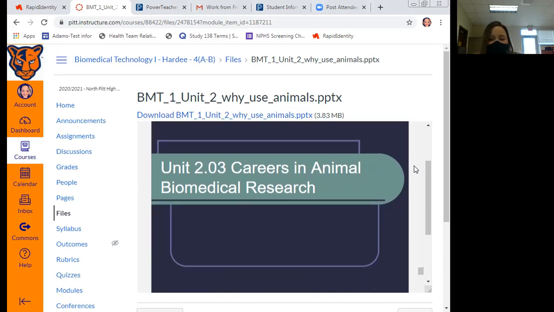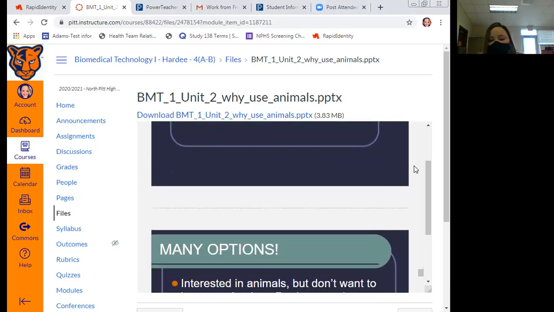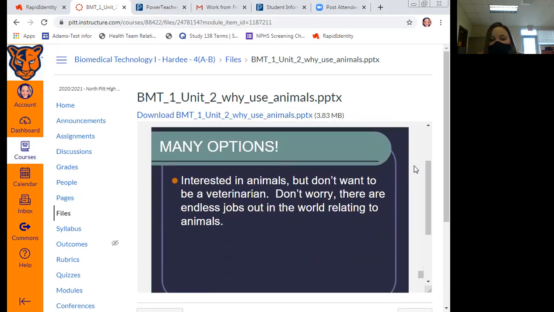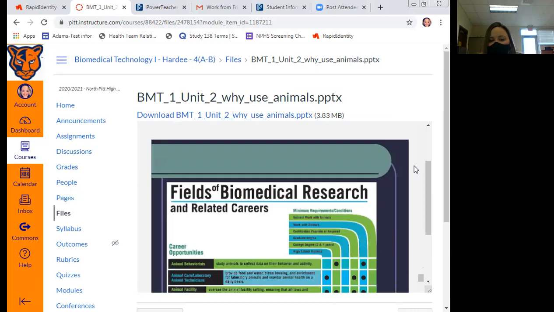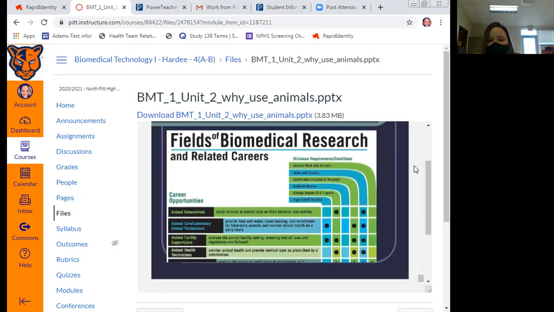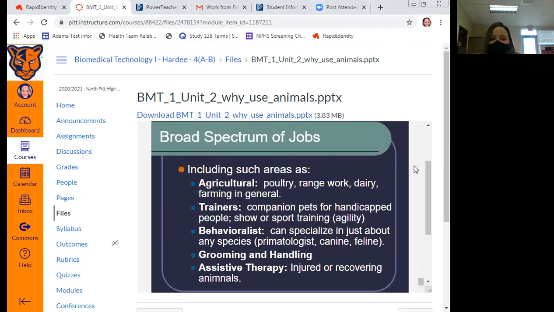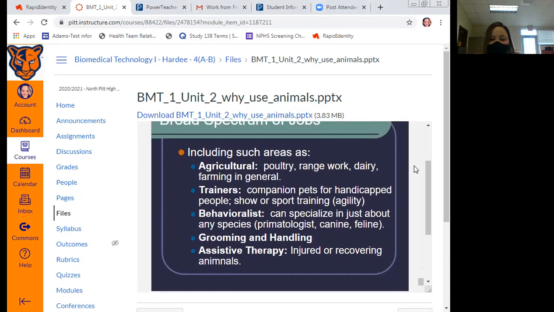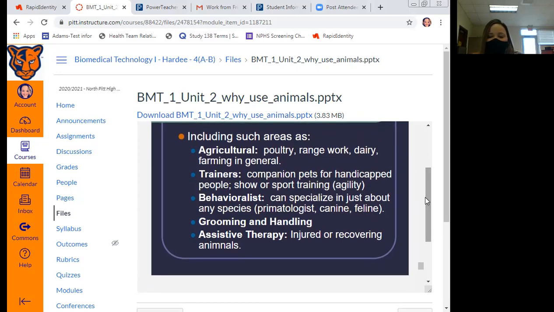We don't have a lot of people who are traditionally interested in biomedical research careers when they come into this class. However, this exposure will increase your idea of all the options that you have. So it doesn't necessarily have to be a veterinarian. There are tons of fields of biomedical research and careers. So you have people who work with agriculture, trainers who can train people who use seeing eye dogs and things like that. Behavioralists, so you can watch people who work with canine species, feline species, primatologist, grooming and handling, assistive therapy.